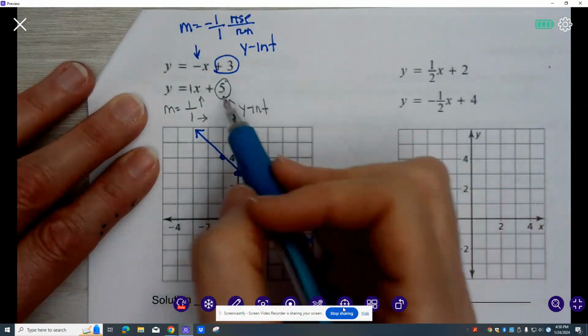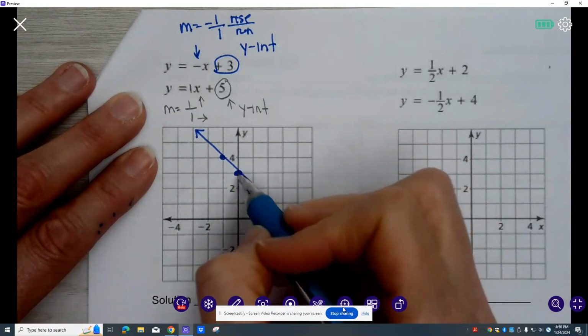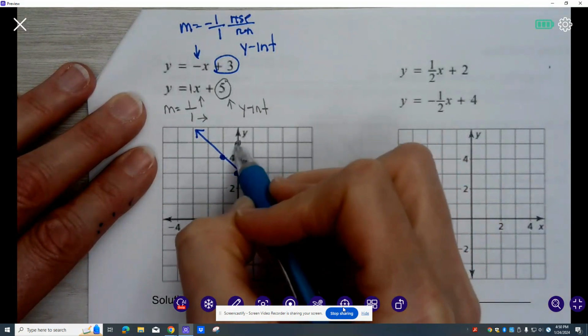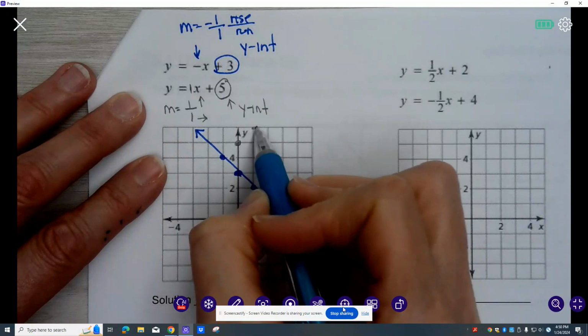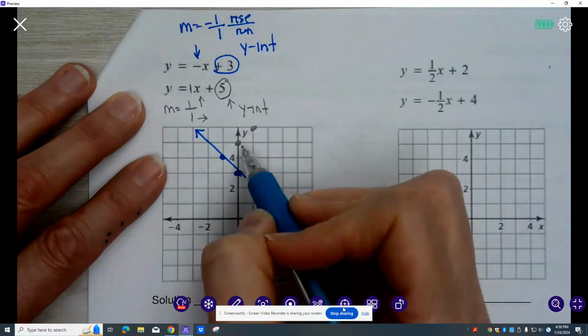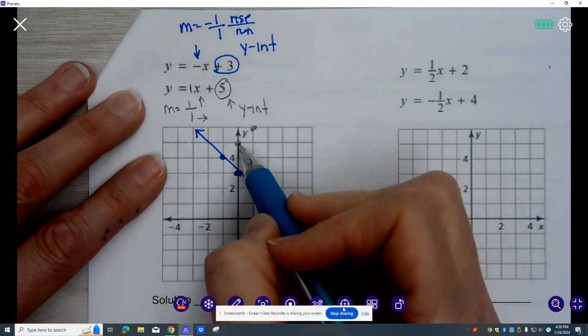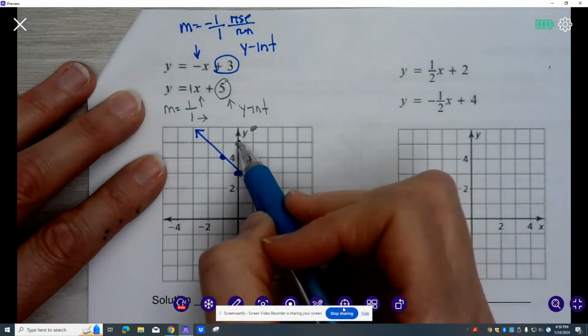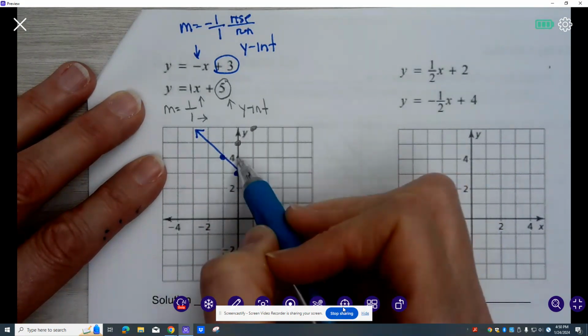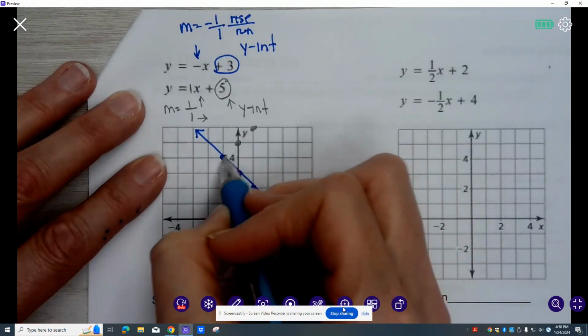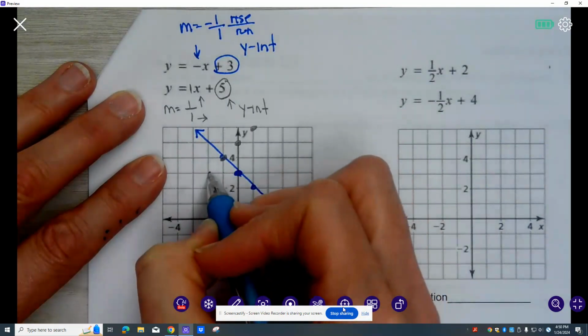Okay, so the y-intercept is at 5. 1, 2, 3, 4, 5. And I'm going to go up 1 over 1. Oh, I ran out of coordinate grid. Let's do the opposite. Up and to the right. If I want some points over here, I'm going to go down and to the left. So that will be a point on my line, down and to the left.